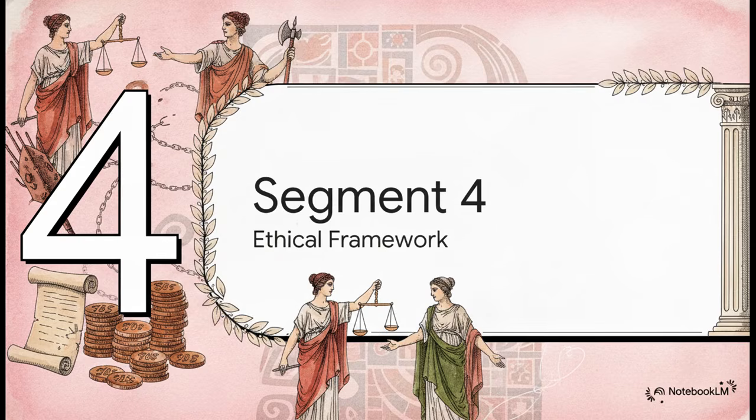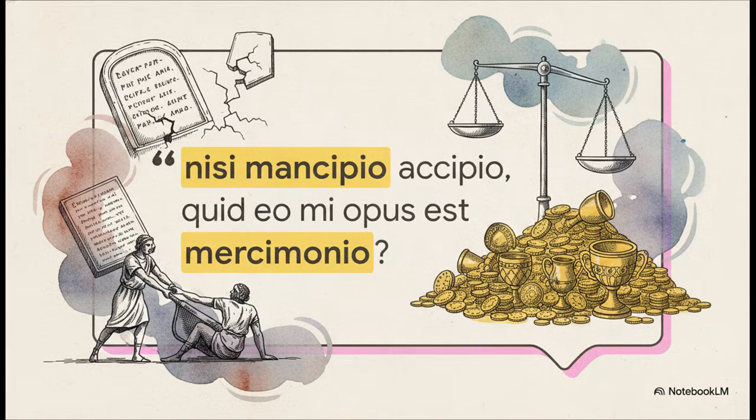Segment 4. Ethical and Philosophical Framework. The text also constructs this razor-sharp critique of avarice through the character of Dordalus. In Act 4, Dordalus explicitly voices his awareness of strict Roman property law, stating, "Nisi mancipio accipio, quid eo mi opus est mercimonio?" meaning, unless I receive her by formal transfer of ownership, mancipio, what use is this merchandise to me?